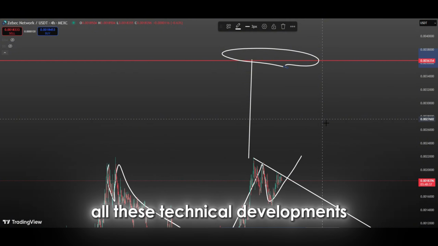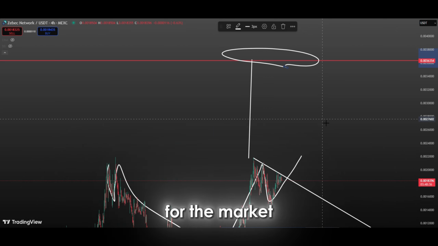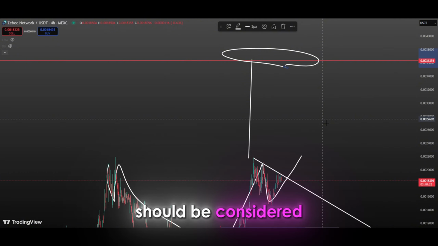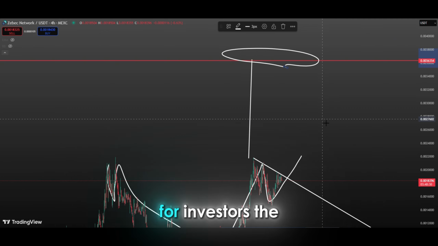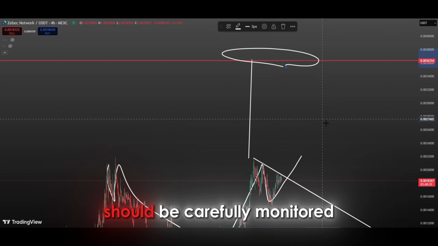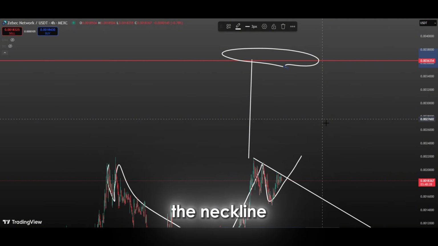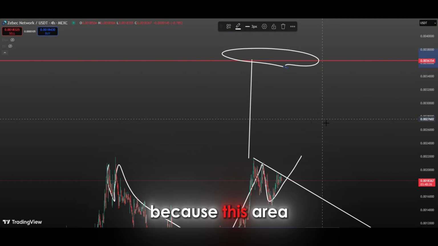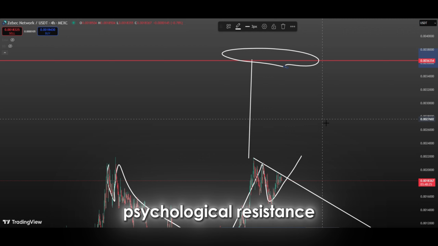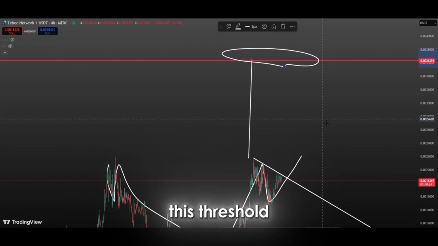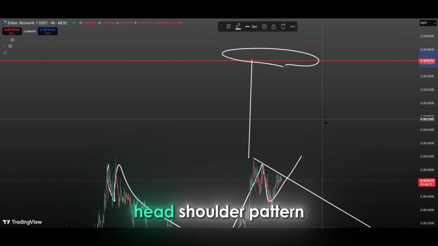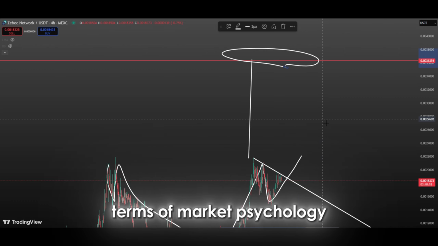In light of all these technical developments, the overall outlook for the market is quite positive. The fact that a reliable reversal pattern such as Tobo is becoming clearer should be considered as a promising development for investors. The completion of the right shoulder should be carefully monitored, and movements towards the neckline should not be ignored. Because this area is also a psychological resistance level, and as the price crosses this threshold, investor confidence can be restored. The inverted shoulder-head-shoulder pattern gives important signals not only technically, but also in terms of market psychology.